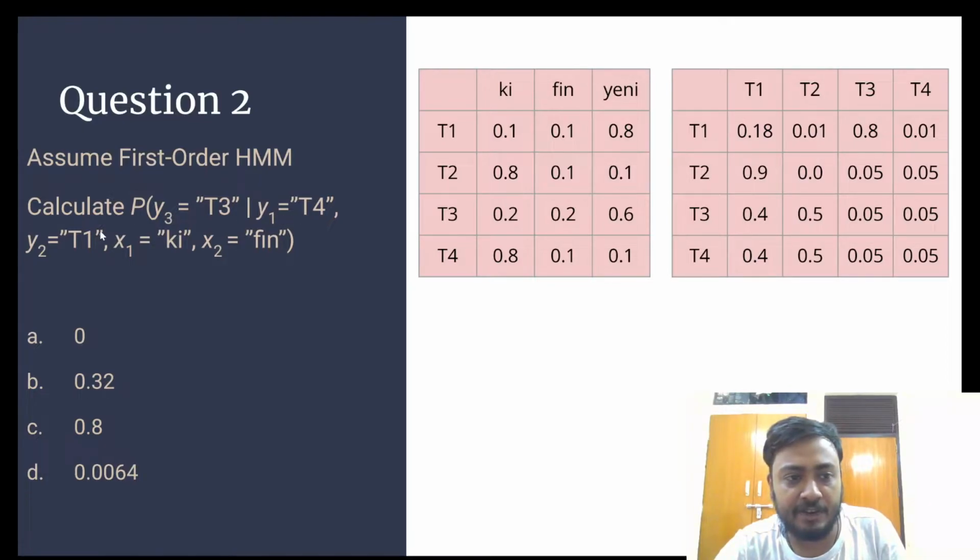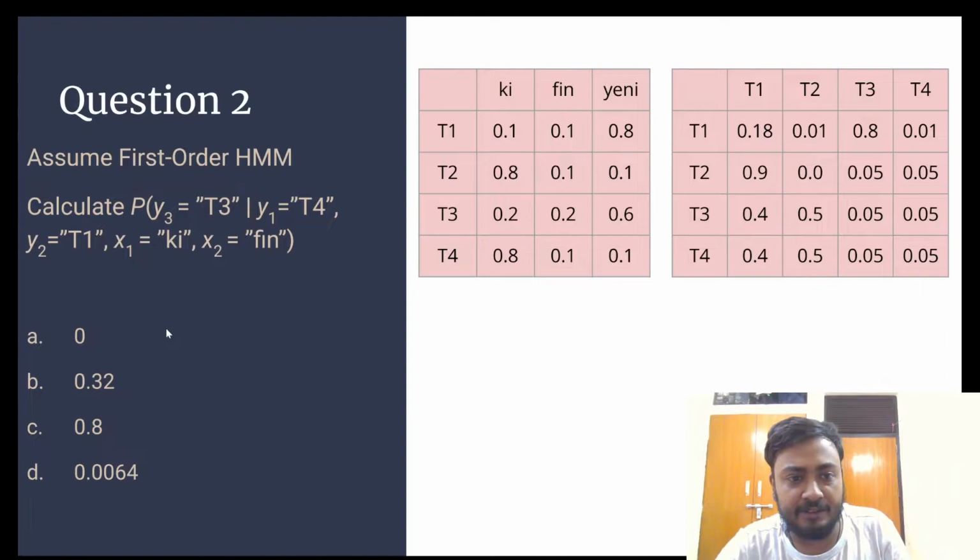For y3, only y2 should be considered. And also you need to remember that the states, which over here are the y's, do not depend on the emissions, which are the x's. It's the other way around. Like xi depends on yi and nothing else, and yi depends on yi minus 1. These are the only two dependencies in a first order hidden Markov model.